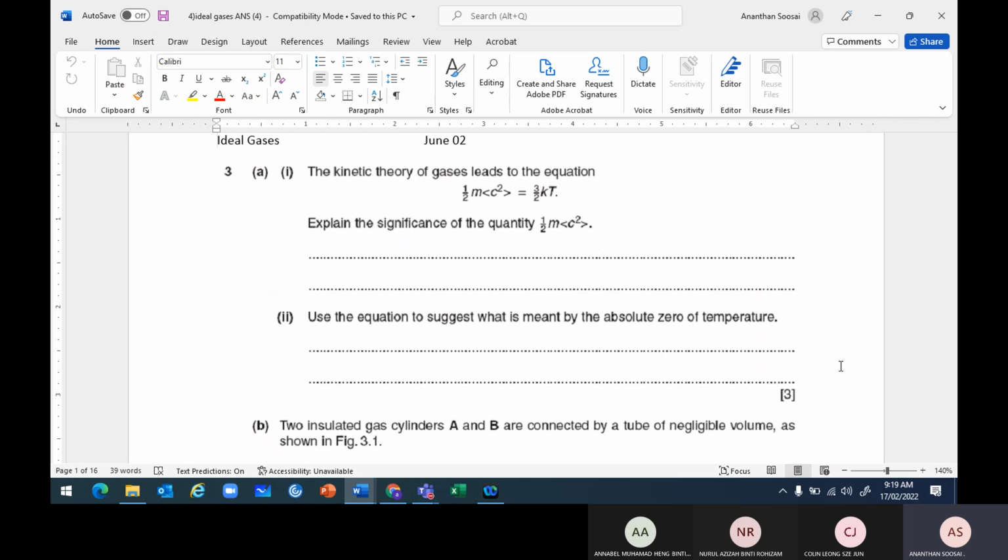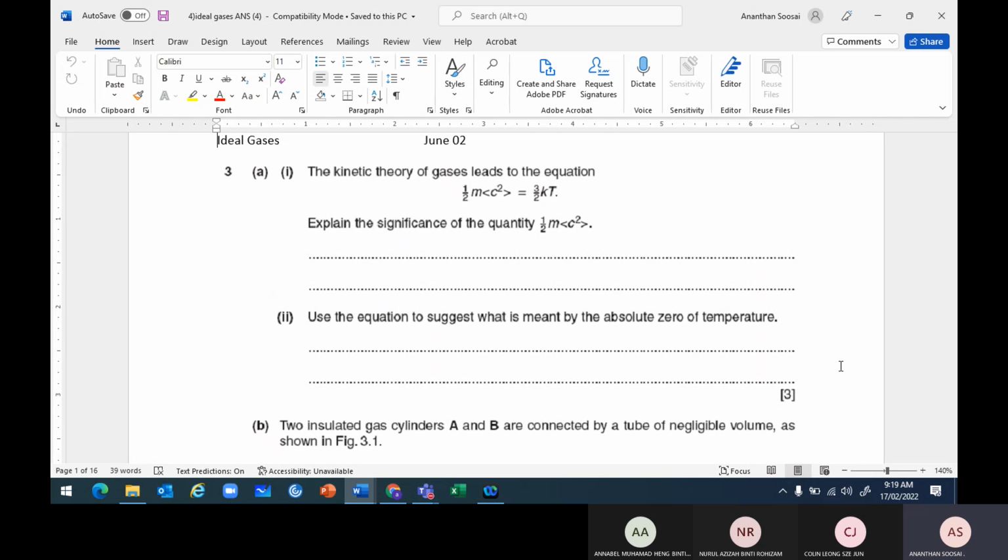What do you think? It's a mean kinetic energy. It's a mean kinetic energy of one particle. Okay, so half mc squared is the mean kinetic energy of one particle in a gas. So that's the answer. If you just say kinetic energy, you lose a mark. Mean kinetic energy of a particle in a gas. Okay, so mean kinetic energy of one particle. So that's what is expected.